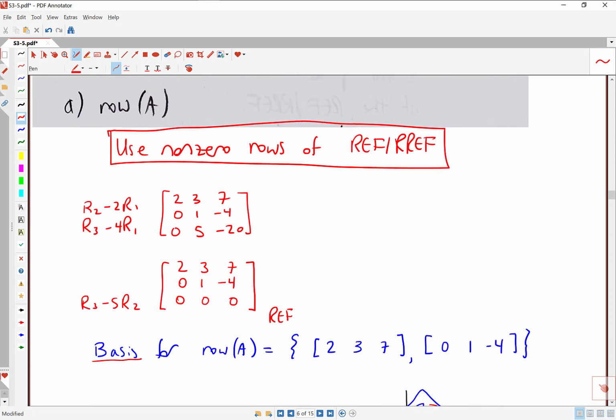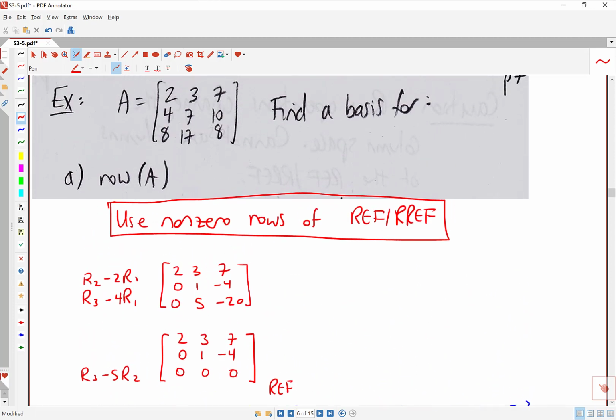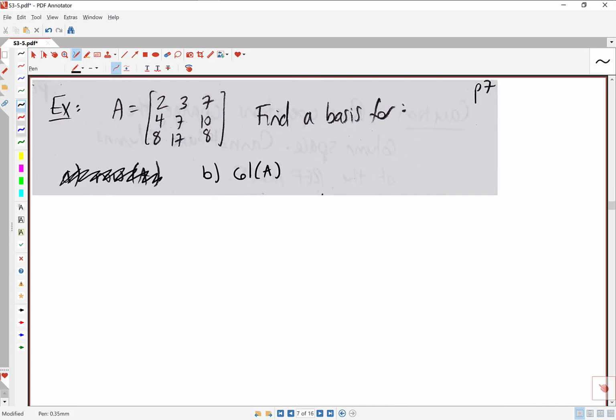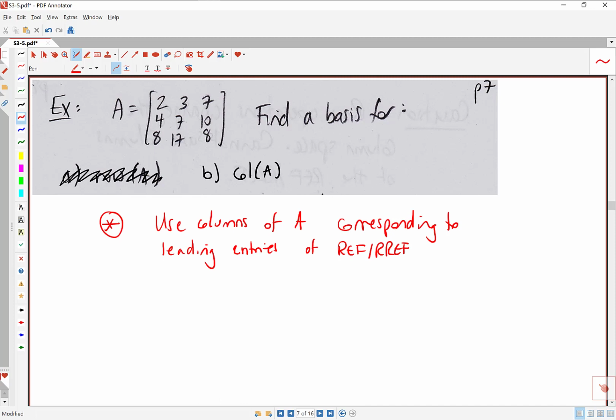So we've concluded from this example that if you want a basis for the row space of A, you're going to use the non-zero rows of the REF or RREF. And for each type of subspace, there's going to be a different rule for how to build a basis. So now part B, we're going to talk about how to find a basis for the column space of A. It's still the same matrix A as we were working with before. So the rule is use the columns of A corresponding to the leading entries of the REF or RREF.